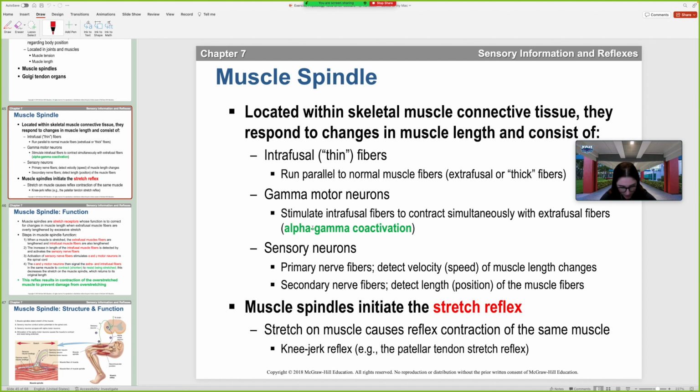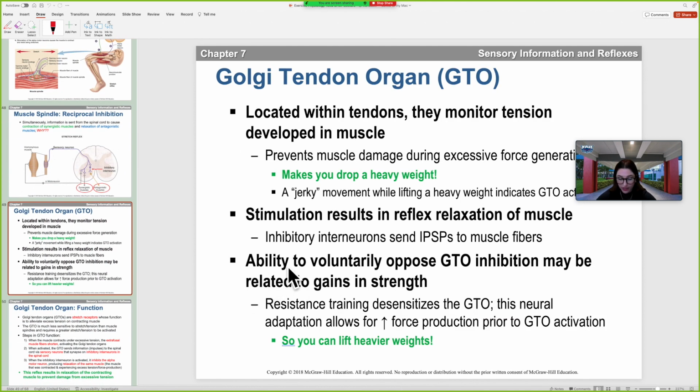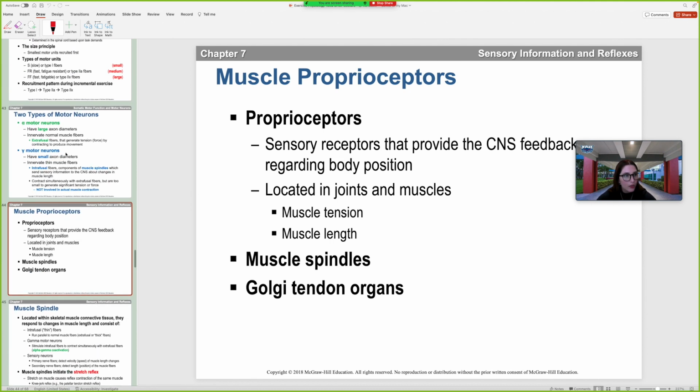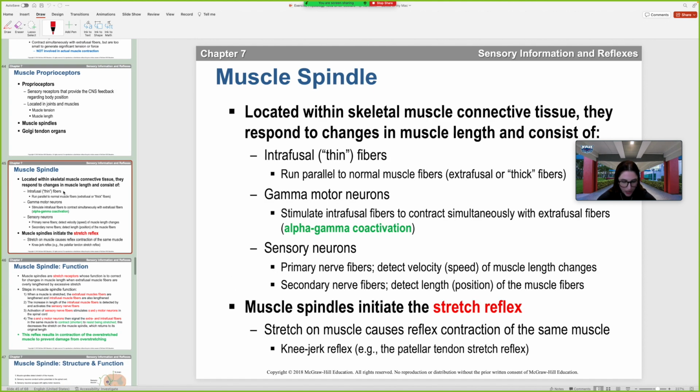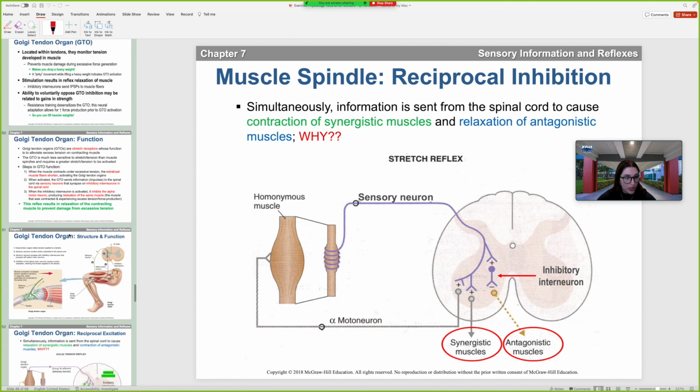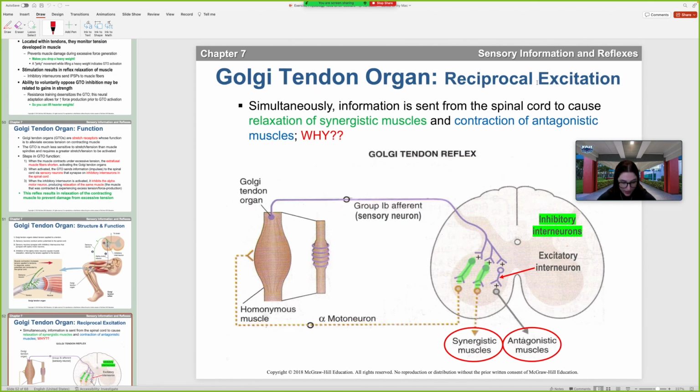Let's see. Know the function of the muscle spindle and the GTO. The function is to prevent tissue damage. I want you to know that the GTO can be desensitized with resistance training. I want you to know that both the muscle spindles and GTO are both proprioceptors and therefore sensory receptors. Okay? And then I want you to know basically what each of these do. Okay? I want you to know which one does reciprocal inhibition and which one does reciprocal excitation.